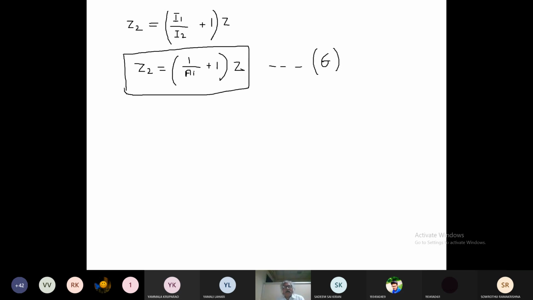Right, from here we will get the values of Z1 and Z2. So if we have Z connected in that way, then we can split that Z into two parts, Z1 and Z2, and we can calculate the values by this, right? So equation 5 and 6, where we are getting the values of Z1 and Z2, are the dual of Miller's theorem.